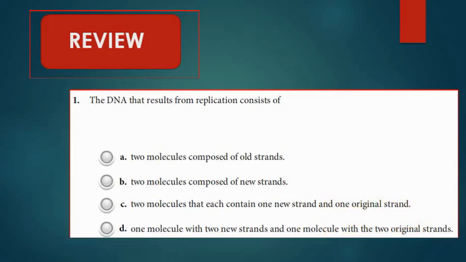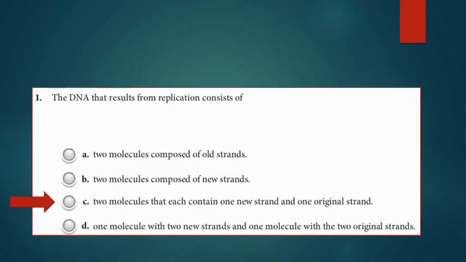The DNA that results from replication consists of two molecules composed of old strands, two molecules composed of new strands, two molecules that each contain one new strand and one original strand, or one molecule with two strands and one molecule with two original strands. If you chose C, you're absolutely correct.